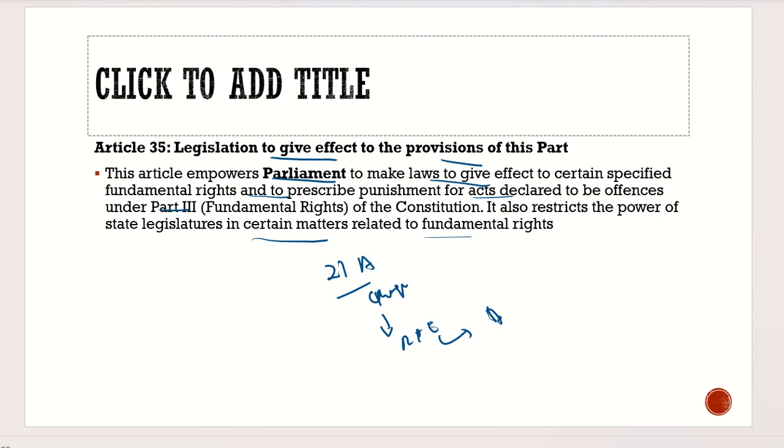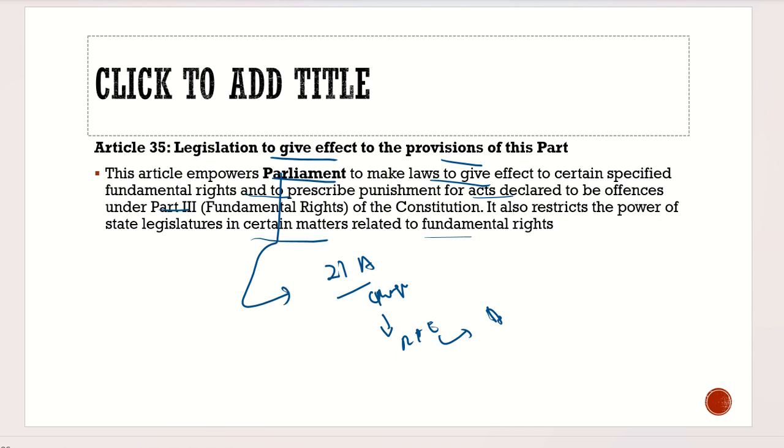Can the state make that law? No, the state cannot make that law. The state cannot make the law to give effect to the fundamental right. It is Parliament which has the right to make the law that will give effect to the fundamental right. This is exactly what Article 35 says.